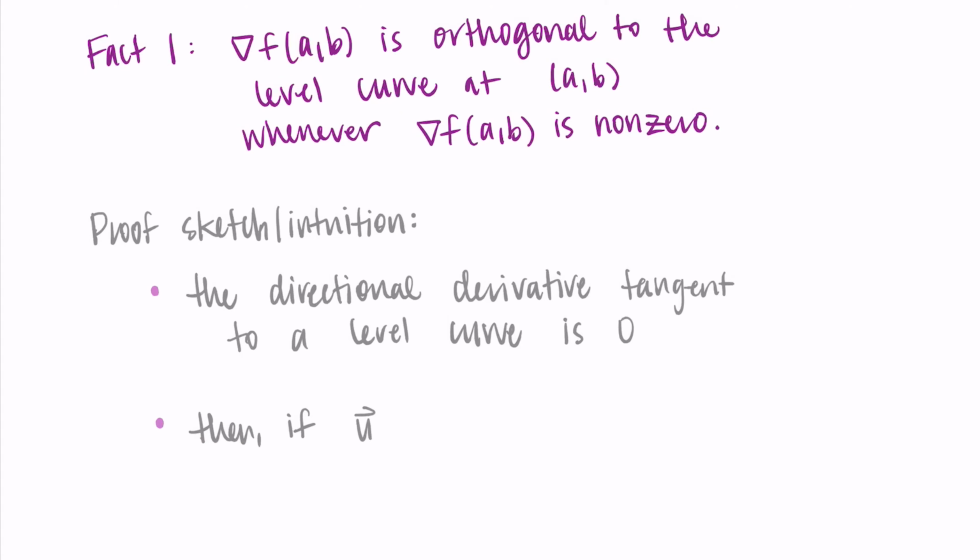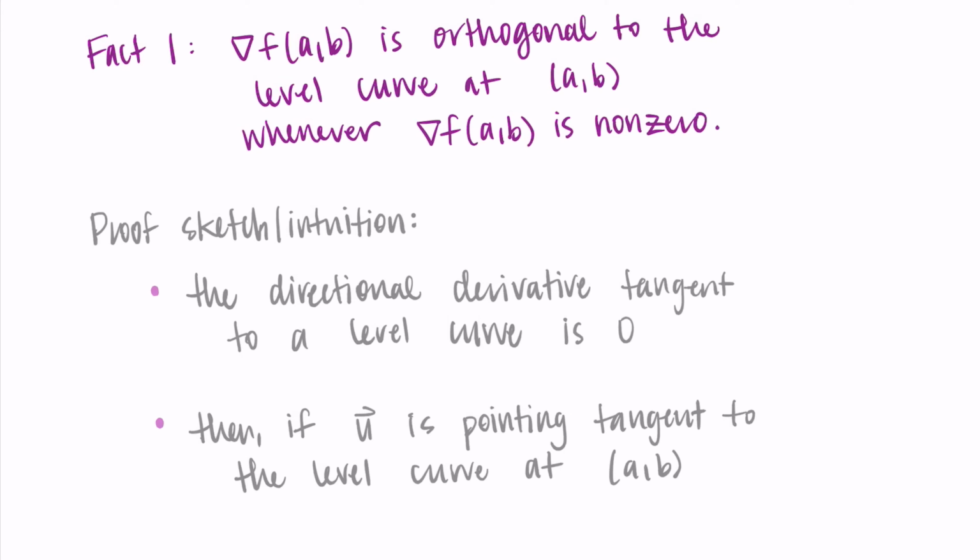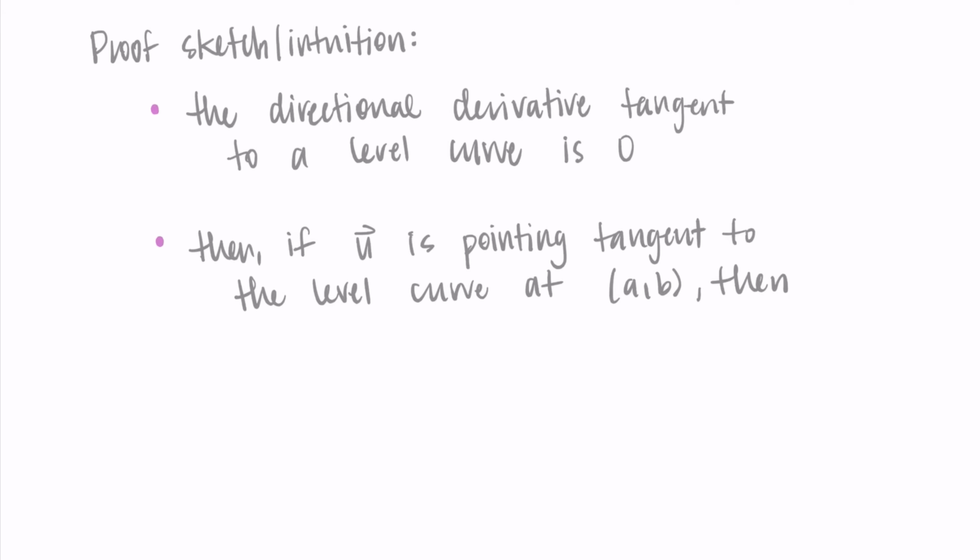Next, this means if we have a unit vector u and it points tangent to a level curve at a specific point, then we can write out in math terms that the directional derivative of f in the direction of u is equal to 0 at that point a, b. So remember, we're trying to show that the gradient vector is orthogonal to a level curve. So we're going to use this fact that the directional derivative in the direction of u, where u is pointing tangent to the curve, is equal to 0 to give us the conclusion of our fact.